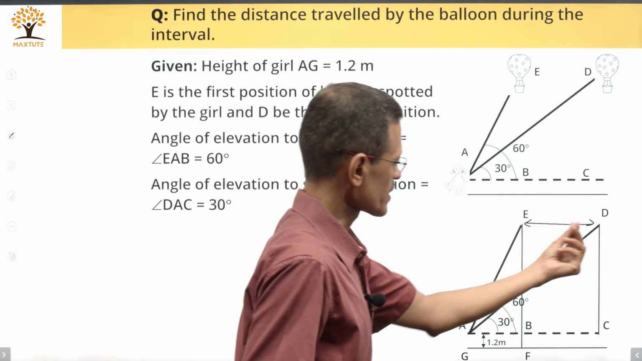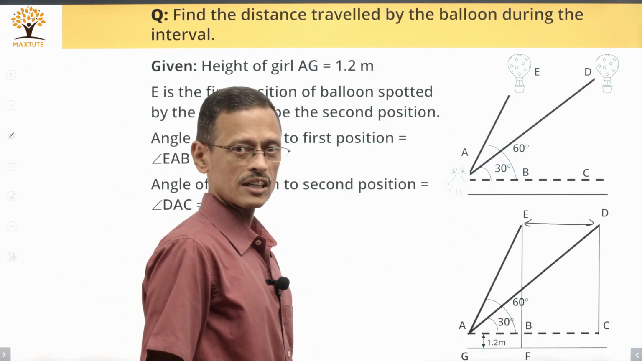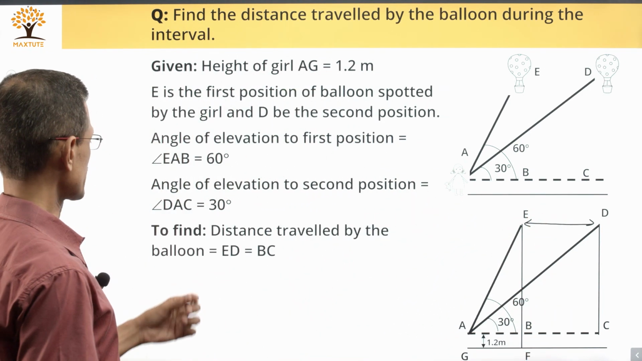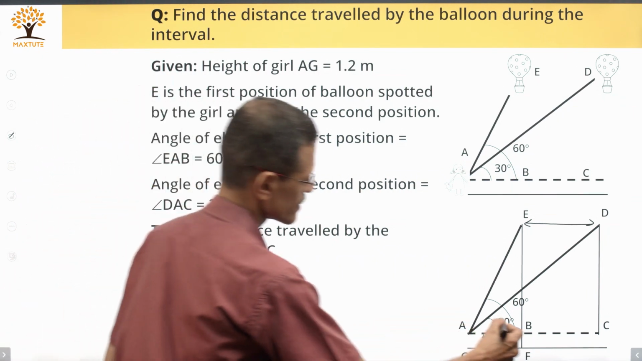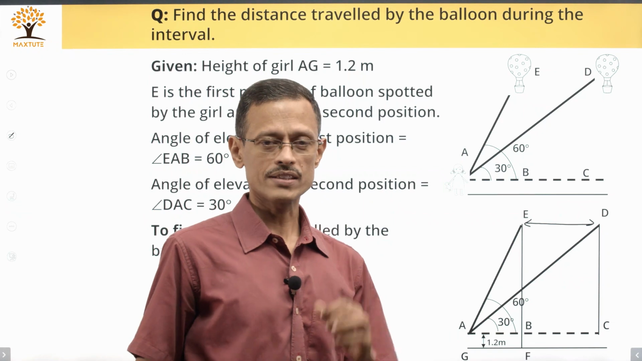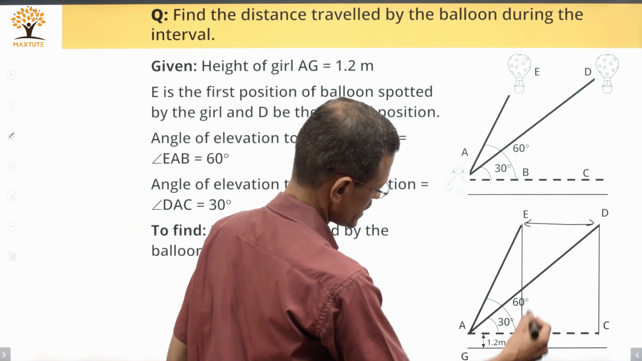So, the balloon has traversed a distance of ED, the same as the distance BC at the ground level, right? These two are parallel lines. So, ED is equal to BC, which is what we are trying to find out, right? What we need to find out is the measure of BC, which will give us the distance that the balloon has traveled.